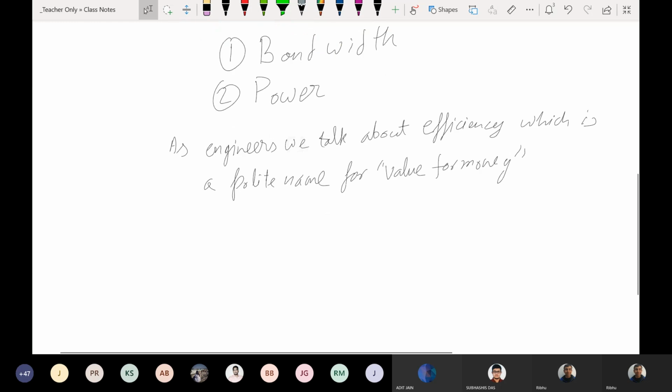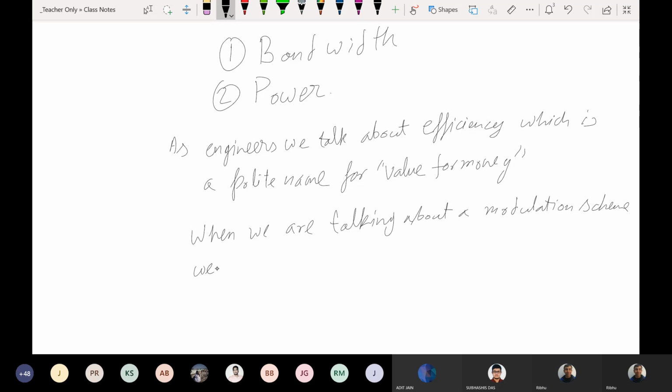So obviously, when we are talking about a modulation scheme, we should know about how good or bad its performance is. Right. So we are talking about the modulation scheme. So we should have an idea that okay, this is good or this is bad. So you might remember that when we talked about AM some time back, we said that AM is particularly inefficient in terms of power, and it is inefficient in terms of bandwidth.